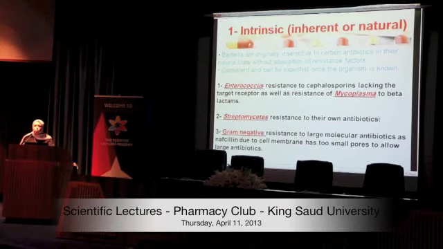Streptomycetes is one of the most important producing bacteria of antimicrobials. You know, streptomycin, erythromycin, rifampicin, tetracycline. These all famous antibiotics are produced from streptomycetes. If they were not resistant to their own antibiotics, they would be killed. So they are resistant to their own produced antibiotics. Gram-negatives are resistant to antimicrobials that are very large in molecular size, because they simply don't enter through the pores.